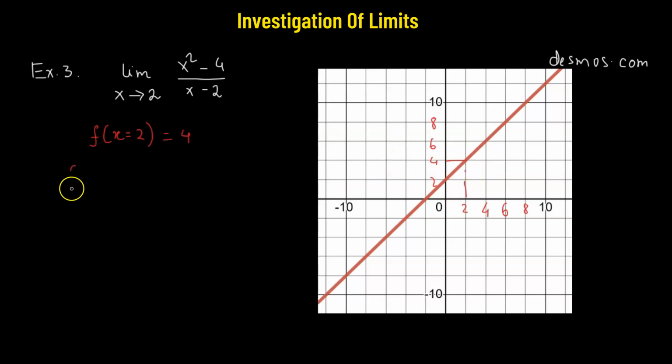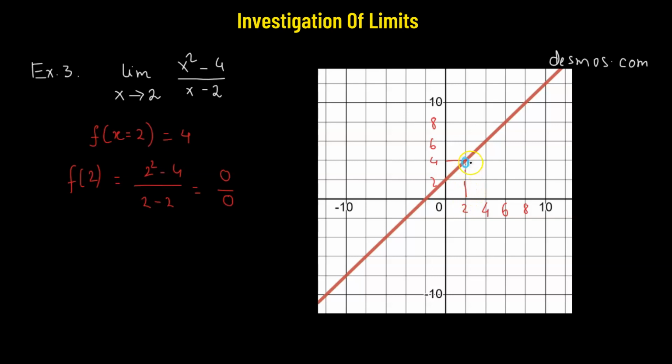That is because if we actually substitute the value of x with 2 in our given function, we should get 2 squared minus 4 divided by 2 minus 2. This is equal to 4 minus 4, so that will be 0 over 0. This is an indeterminate form. That means in actuality, the function simply does not exist at x equals 2.